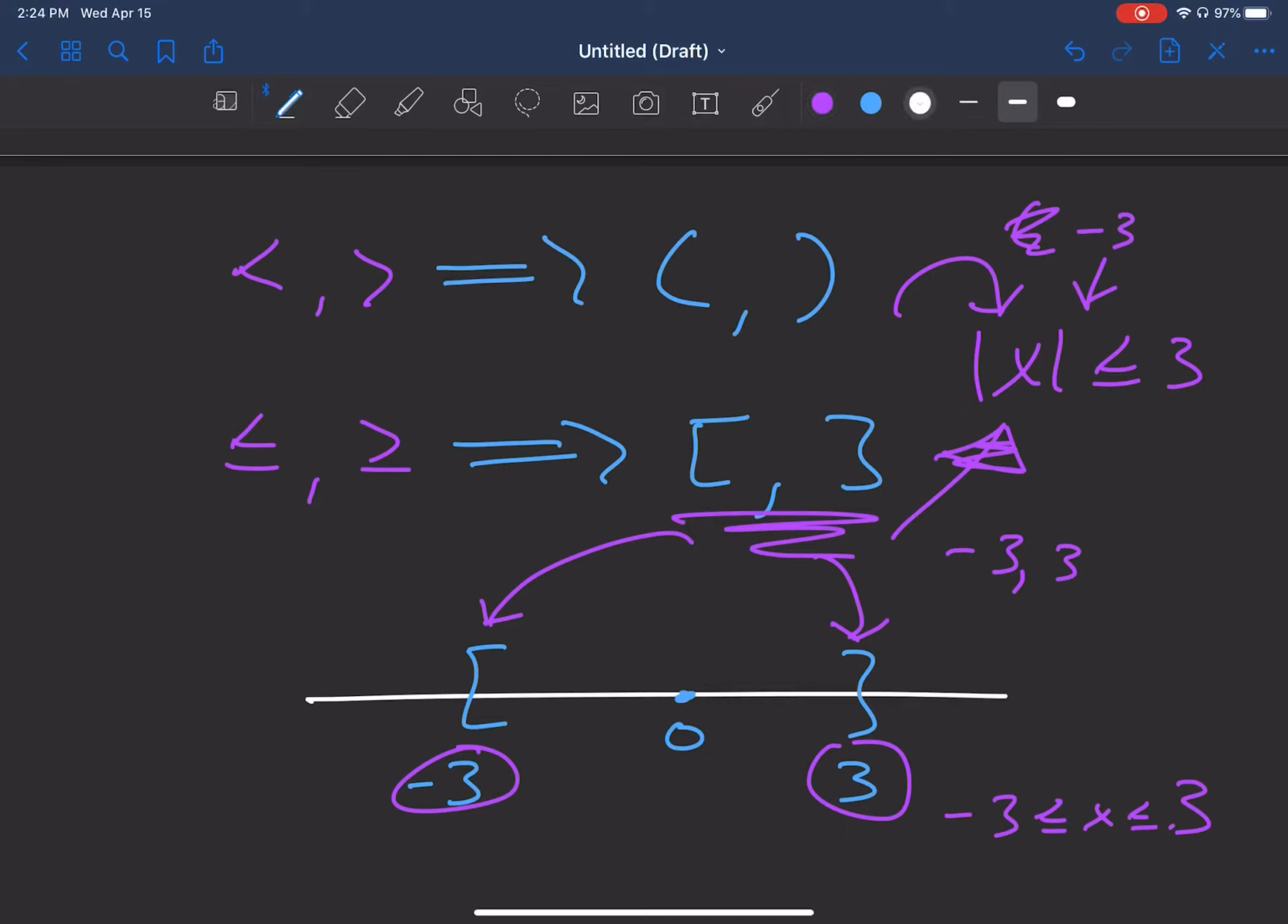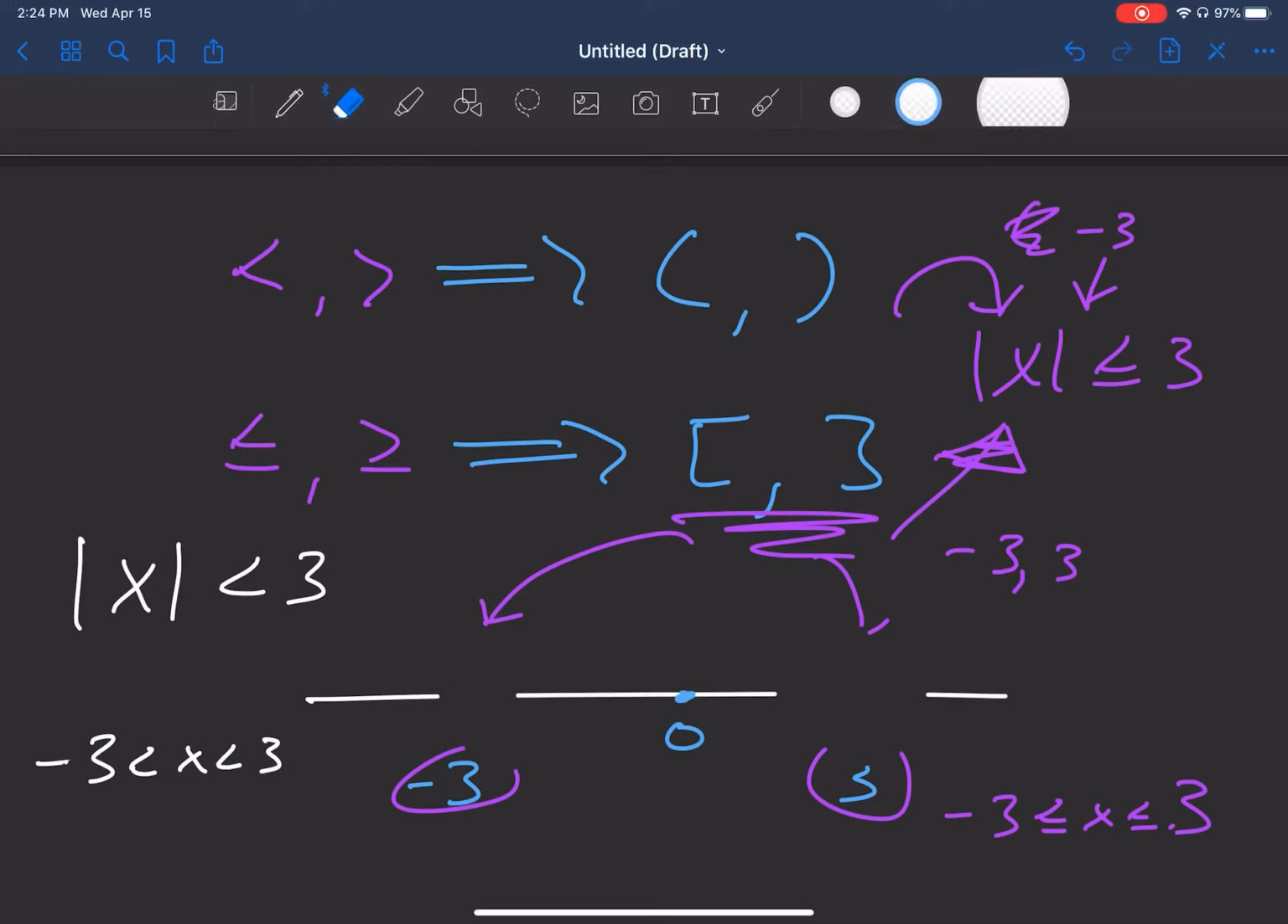Now if we had x less than 3, you would have -3 less than x less than 3, right? So what would that look like? That would look more like these brackets here, which would be open, this would be open. What does that mean? Well, that means that you can't put in -3 here, right?